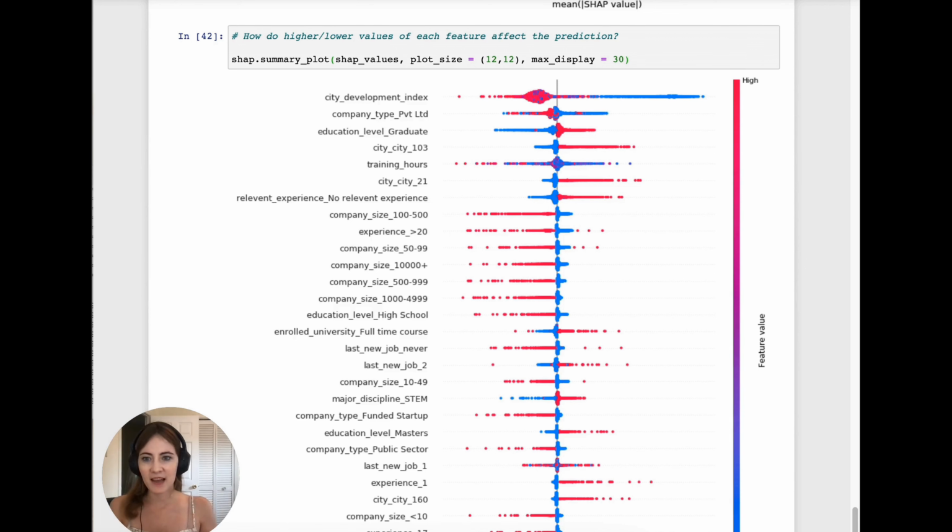So now that we understand how these features are actually impacting the prediction, we can go back to the recruiters and say, hey, start targeting data scientists in this city who don't work for private limited companies with a graduate education level. They're probably more likely to be looking. Or maybe we start targeting people in less developed cities, right? If we look at the City Development Index, those with a lower value are more likely to be looking.